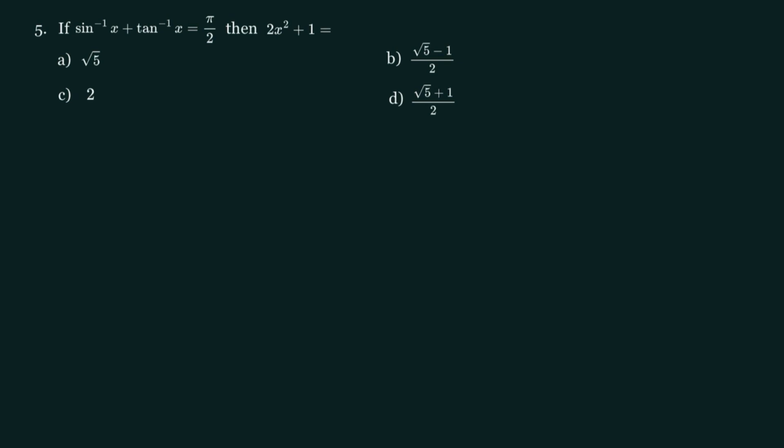Again, a question from inverse trigonometric functions. If sine inverse of x plus tan inverse of x equals pi over 2, then we need to find the value of 2x squared plus 1. So let us start from the given equation.